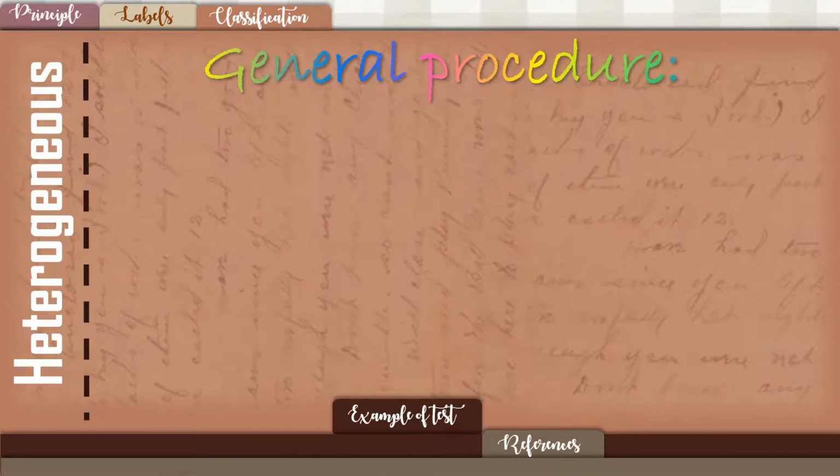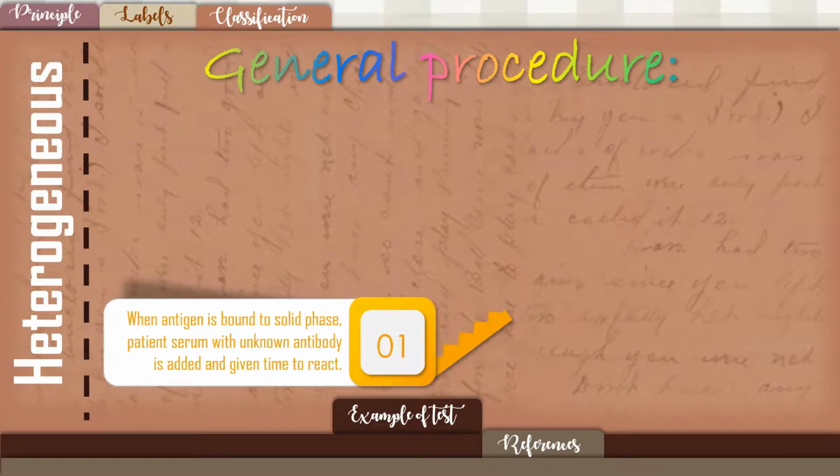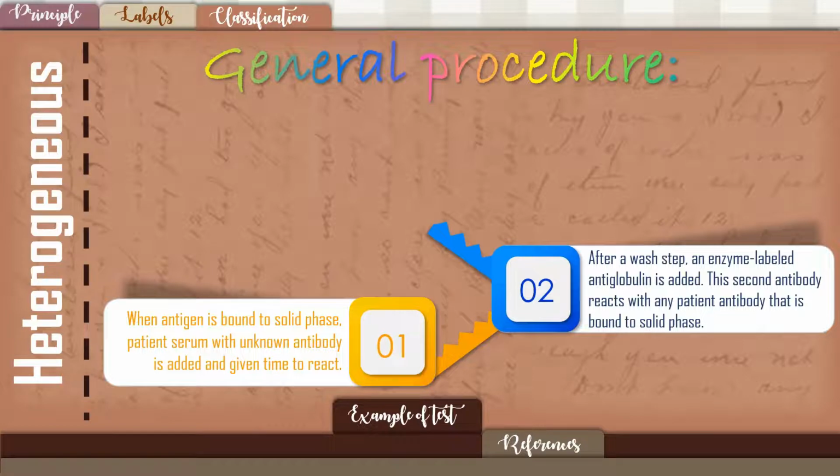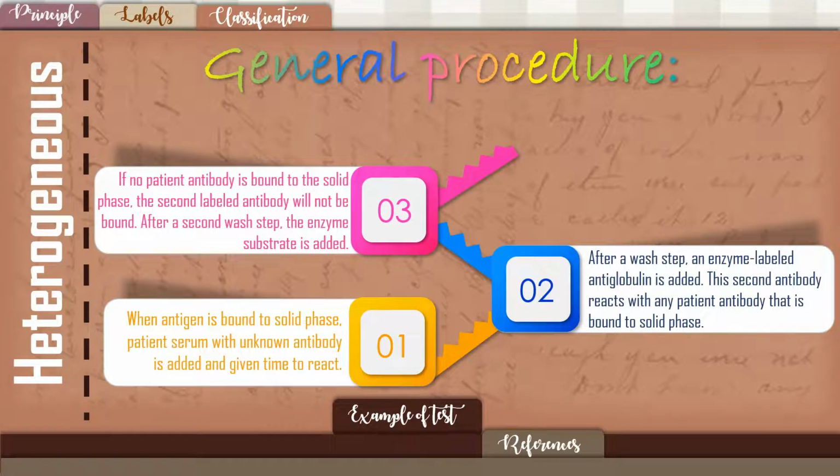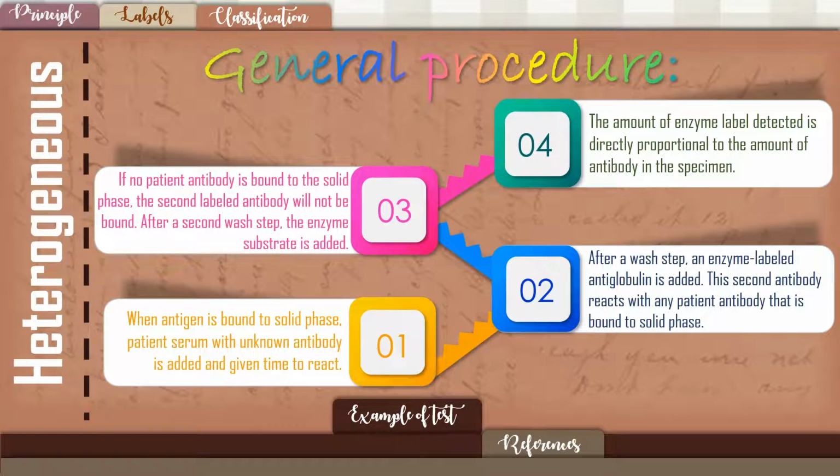For the general ELISA procedure, first, when antigen is bound to solid phase, patient serum with unknown antibody is added and given time to react. After a wash step, an enzyme-labeled antiglobulin is added. The second antibody reacts with any patient antibody bound to solid phase. If no patient antibody is bound to the solid phase, the second labeled antibody will not be bound. After a second wash step, the enzyme substrate is added. The amount of enzyme label detected is directly proportional to the amount of antibody in the specimen.